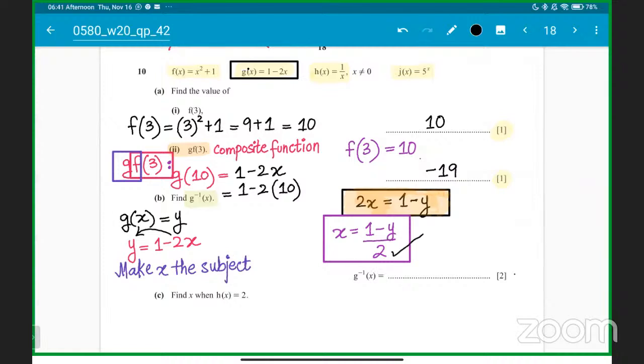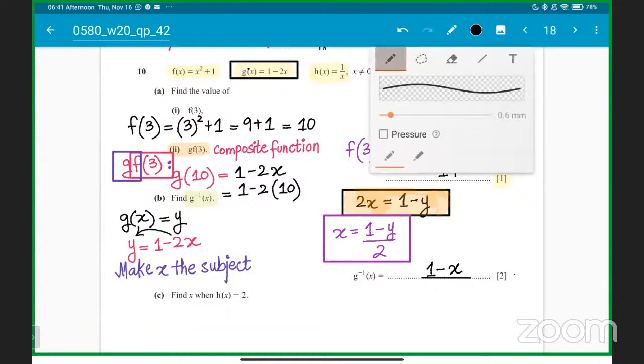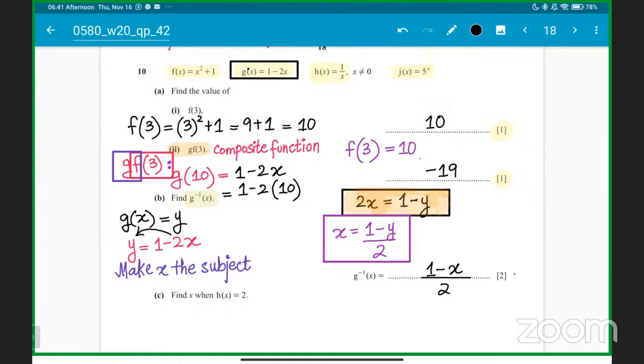Whenever you get x as a subject, that's the answer. It's just you replace y with x. Okay, you are going to replace y with x. Got it, everyone? Just have to replace y with x. That's how you get the inverse function.